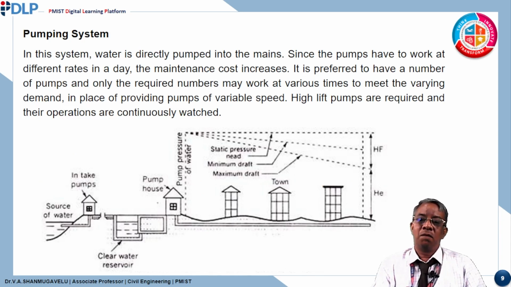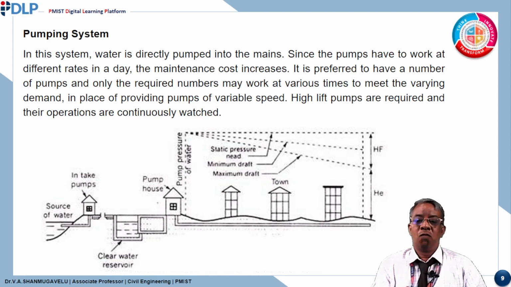Next is the pumping system. In this system, water is directly pumped into the mains. Since the pumps have to work at different rates in a day, the maintenance cost increases. It is preferred to have a number of pumps, and only the required number may work at various times to meet the varying demand. High lift pumps are required and their operation is continuously watched.